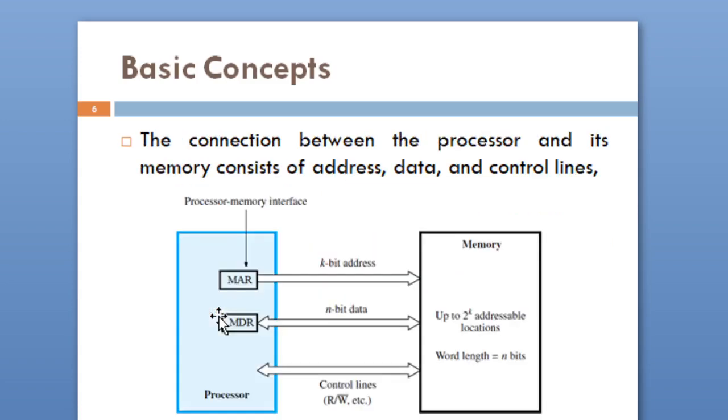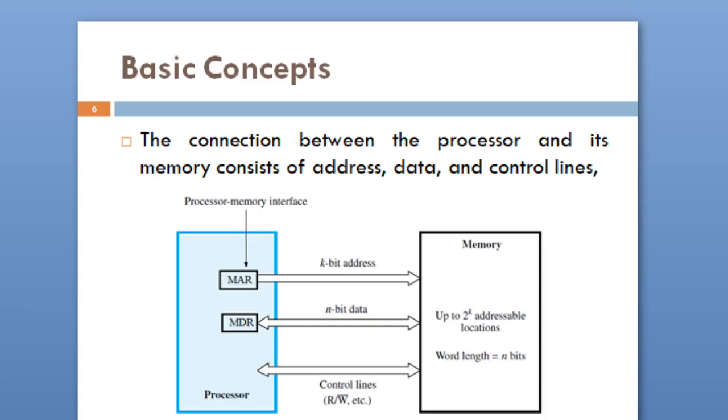So this is very important. This diagram shows the connection of the memory to the processor. The connection between the memory and the processor includes 3 lines. One is the address line, another is the data line. The address line carries the address information from the register MAR to the memory. It is a unidirectional transfer. Another one is the data line. It is bidirectional. The data will be transferred from MDR to the memory unit, and from the memory unit to MDR.